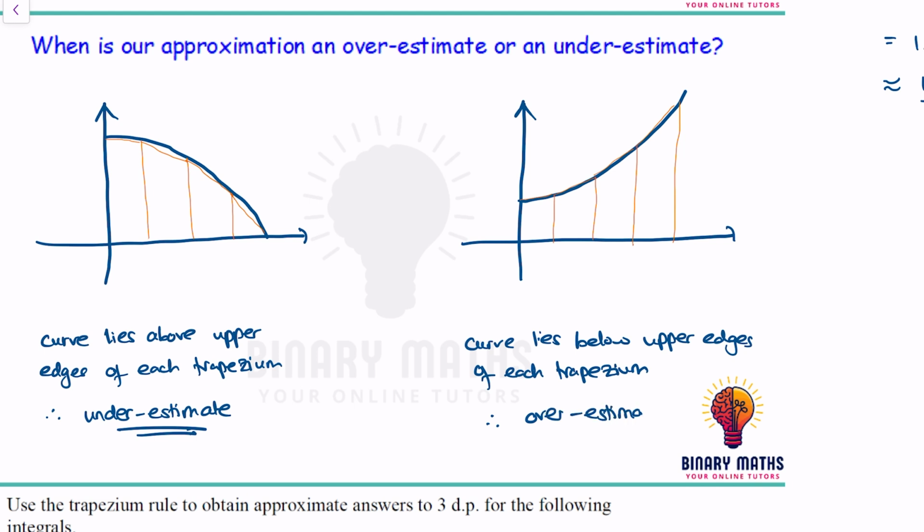Overestimate. So what I would do in each example is sketch out my function, or if the function is drawn for you, and then check whether, when you split it up, the edge of your trapezium lies above or below the curve.